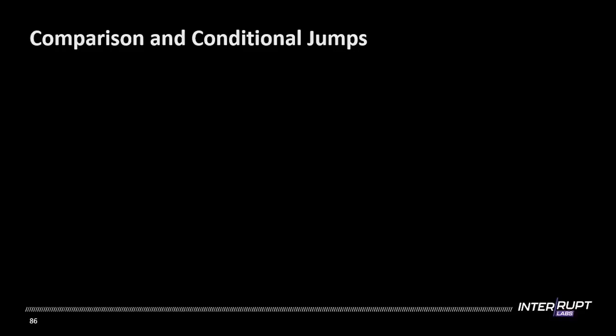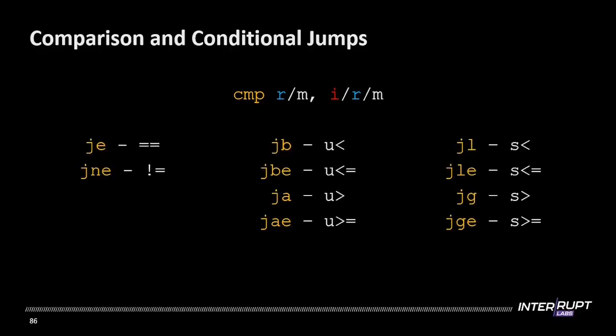Comparisons and conditional jumps also look quite similar. So the comparison instruction is CMP. It takes the same operands as ADD, and it can be followed by one of the conditional jumps. I think these are a bit easier to understand than in ARM64.